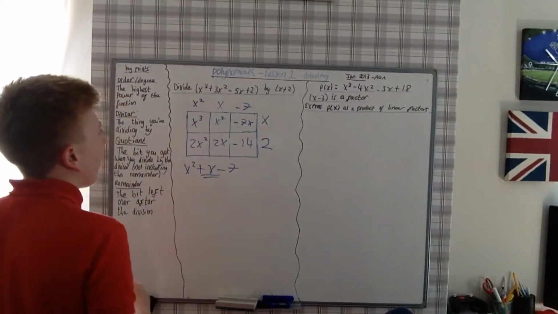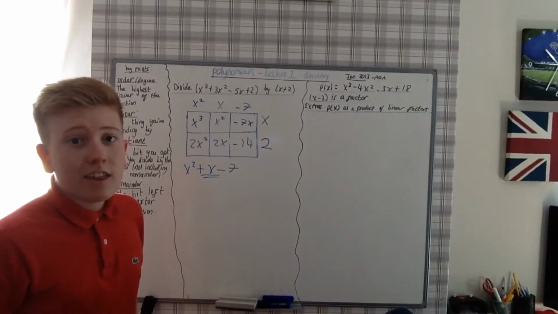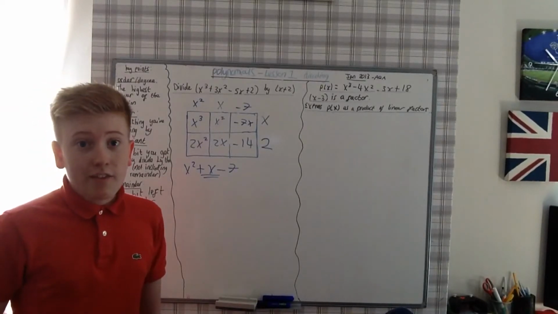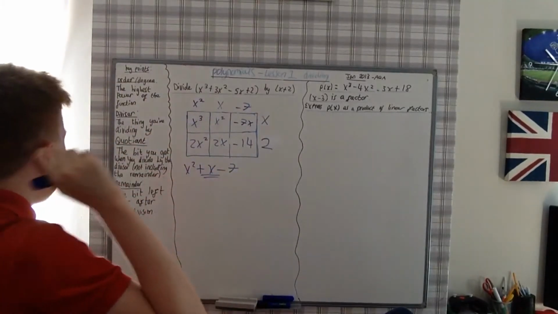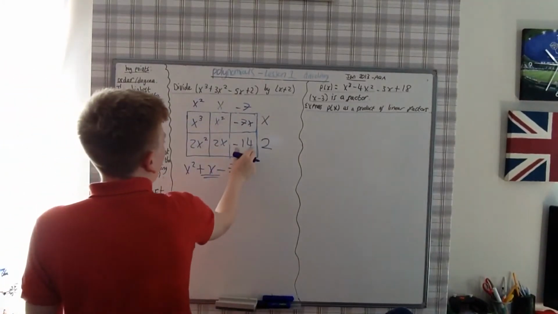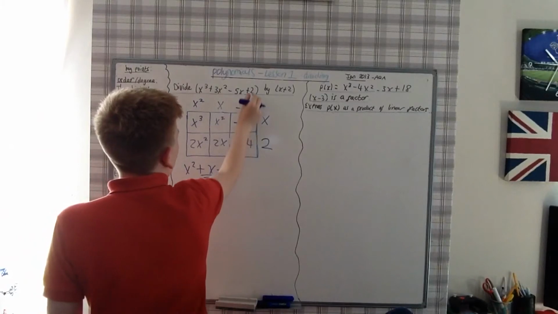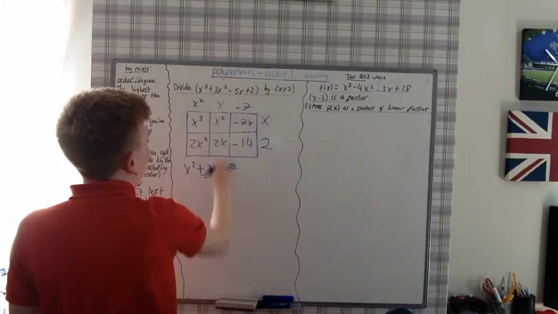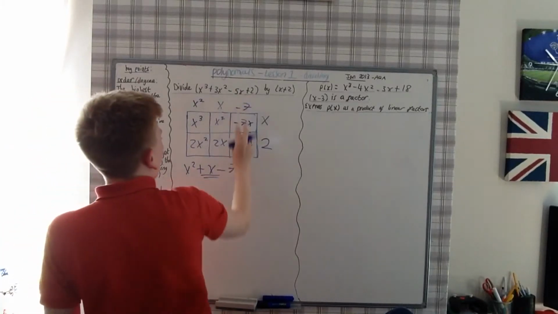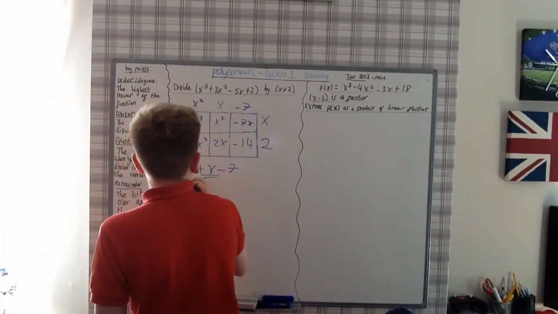However, in this case we will have a remainder, and in an exam question it will ask for the remainder if there is one. So, the remainder is what we do to this to get back to the number here. Here we have a plus 2. Here we have a minus 14. Well, to get to plus 2 from minus 14, we add 16.